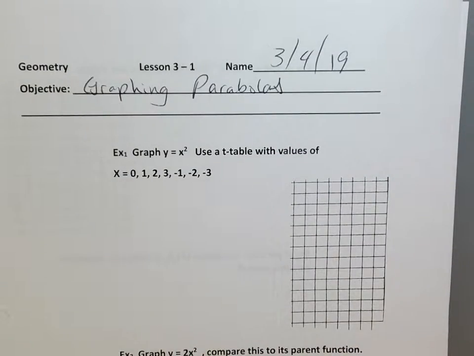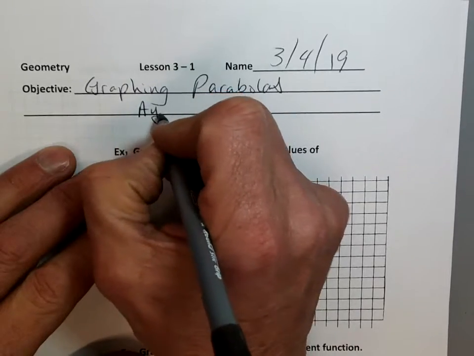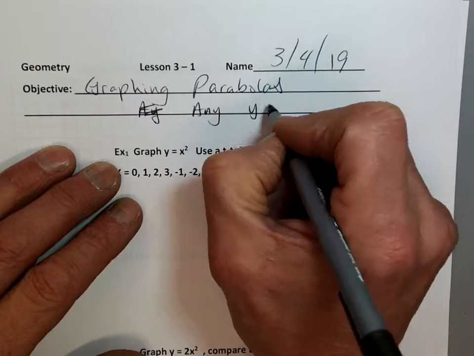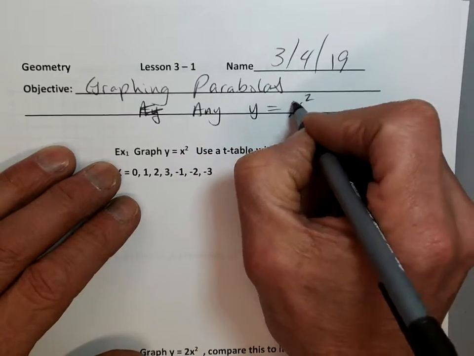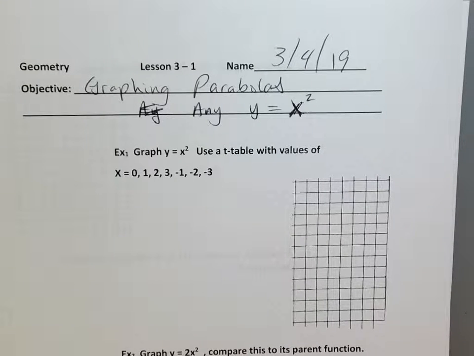So parabolas are any x squared. Any y equals x squared equation is going to be a parabola. And parabolas have a certain shape to them. They're kind of curvy, and we're going to see exactly what they look like here in a second.